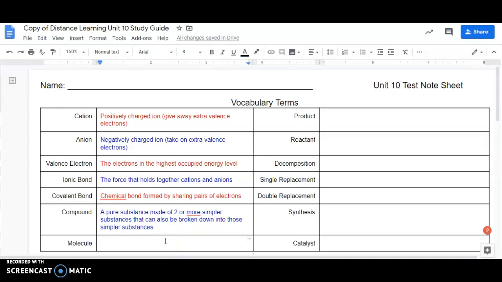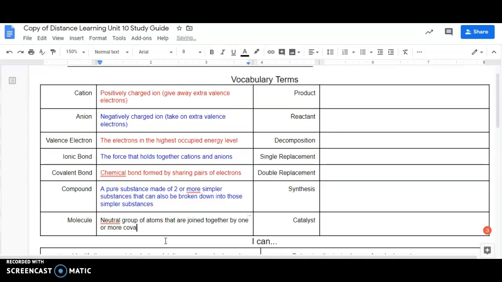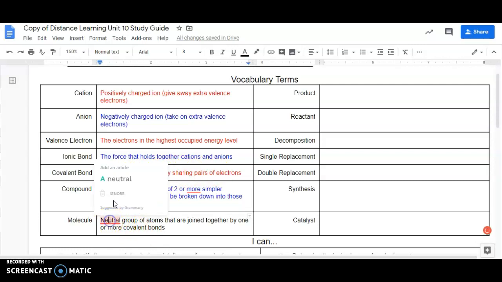Okay, and then we have a molecule. This is a neutral group of atoms that are joined together by one or more covalent bonds. Again, a covalent bond is a shared pair of electrons.